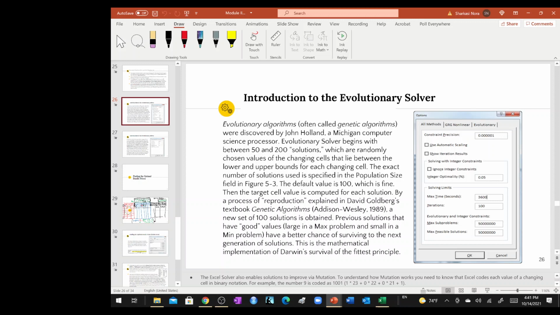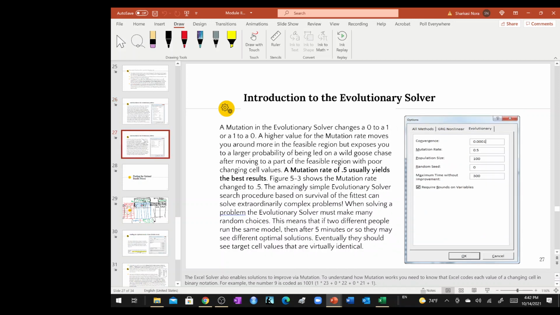Previous solutions that have good values, large in a max problem and small in a minimum problem, have a better chance of surviving into the next generation of solutions. This is the mathematical implementation of Darwin's survival of the fittest principle.